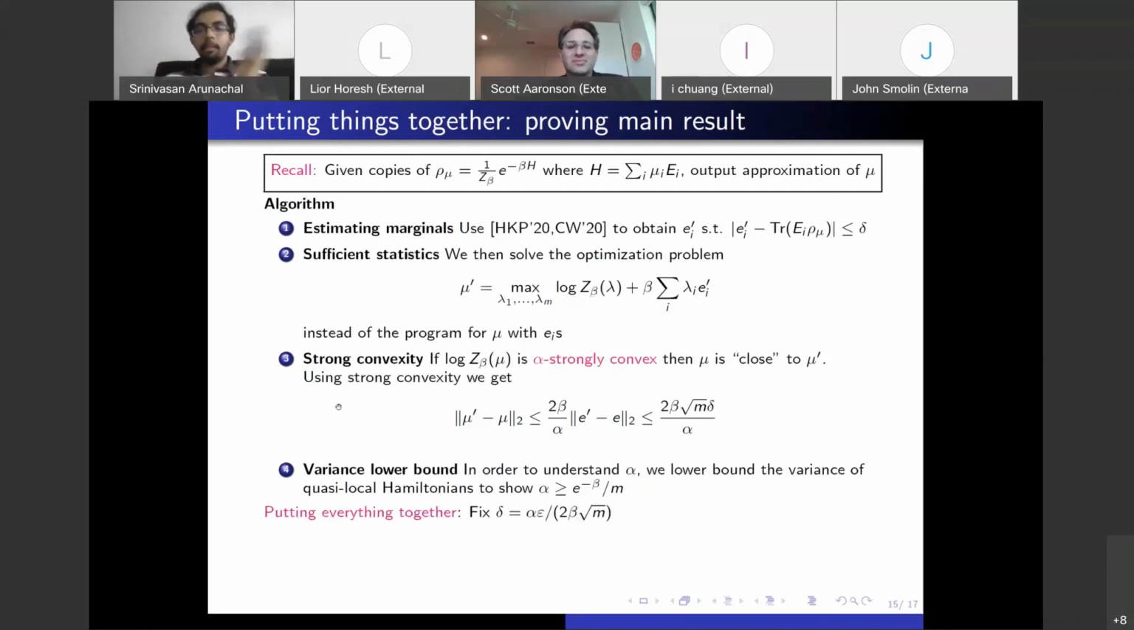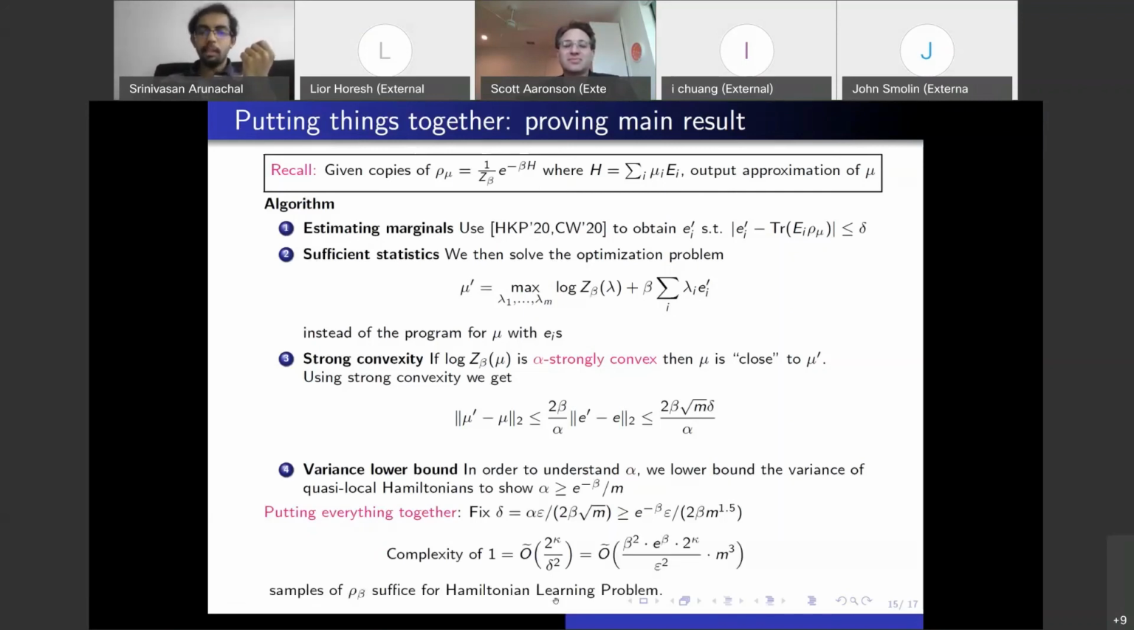And if you fix some parameters here and there, the complexity of the algorithm only goes in step 1. And the complexity of step 1 is just 2 to the kappa divided by delta squared, where kappa is the locality of this Hamiltonian H. And if you plug in this kappa, and this delta, which I fixed here because of my strong convexity bounds, you get the sample complexity upper bound.